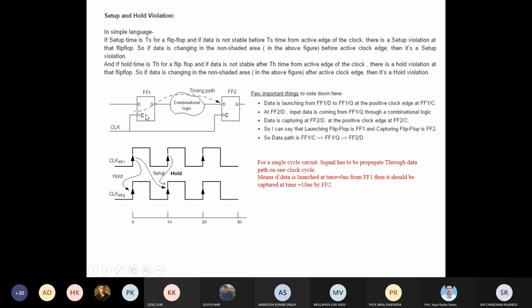So the timing path is given. It starts from C to Q with a dotted arrow, then passes through the combinational logic, then reaches the D input. So this is called one timing path.